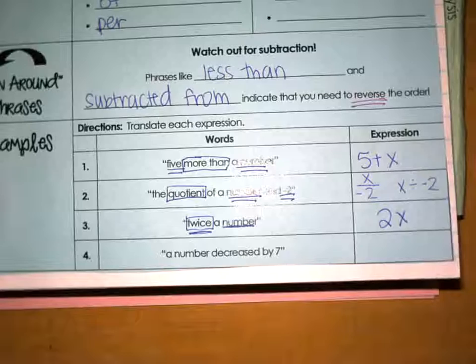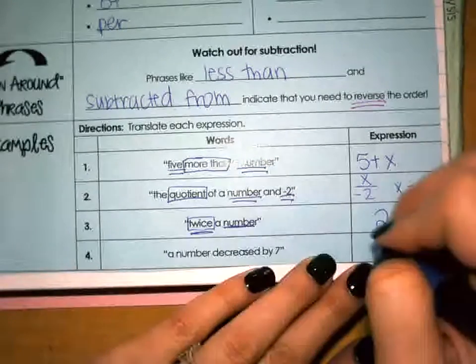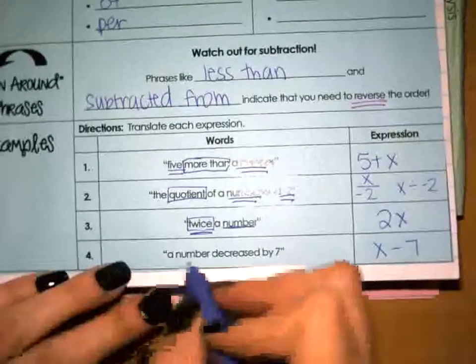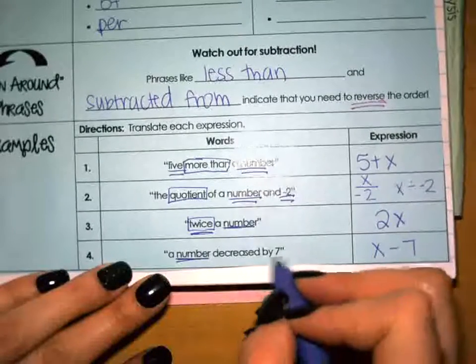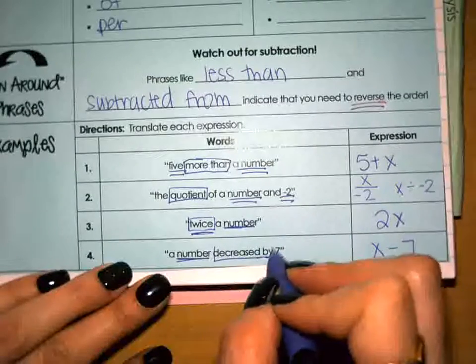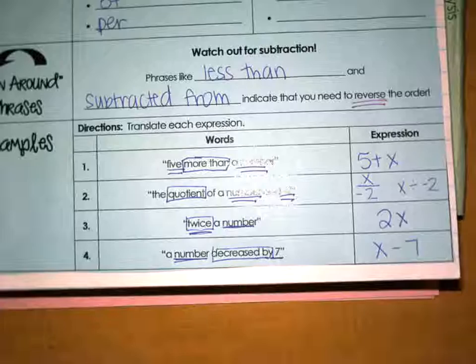Okay, everyone do number 4. What did we get, everyone? X minus 7. Good. Any variable you want, minus 7, because we should have underlined number, you should have underlined 7, and you should have boxed in that decreased by or circled that decreased by. Questions?